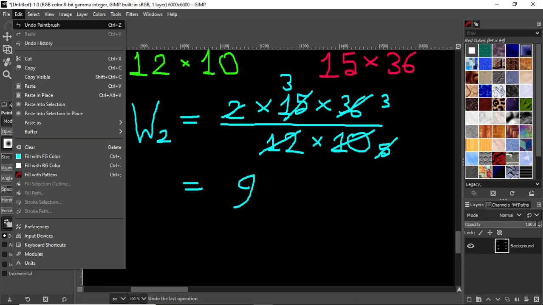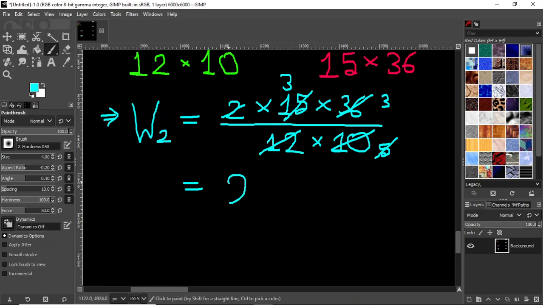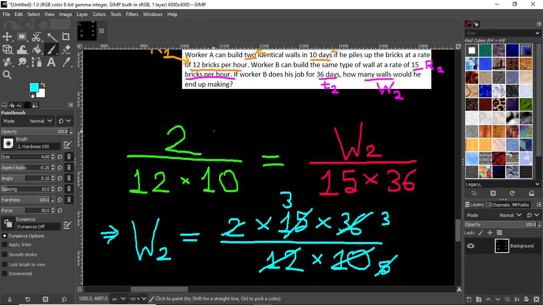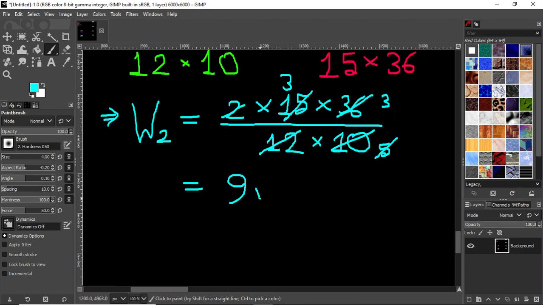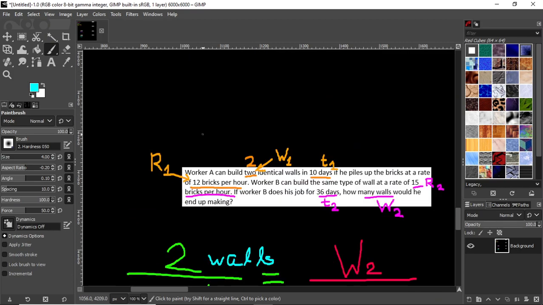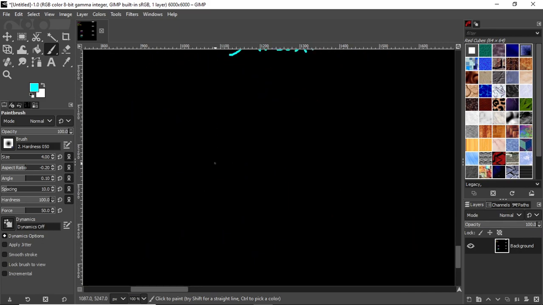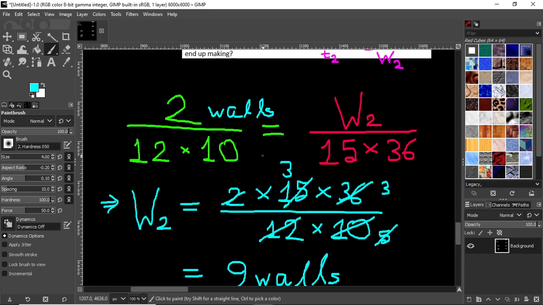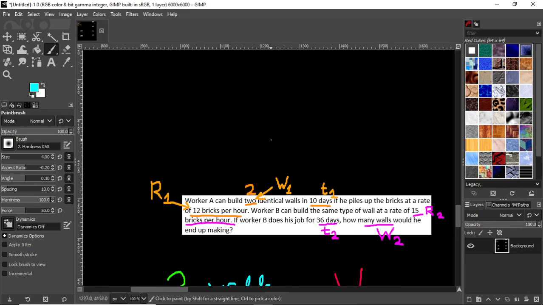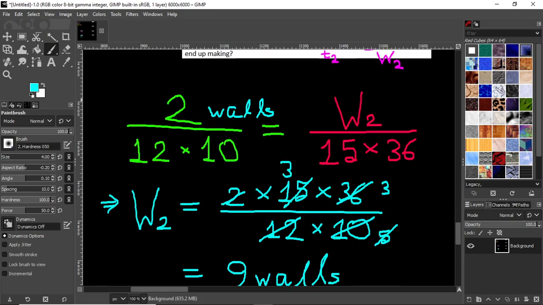The unit for our work has to be the same on both sides. This was 2 walls, so W2 is actually 9 walls. So worker B ends up making 9 walls in total. As you can see, this was pretty easy using our formula, and would have taken quite a bit more time if we just used some rearrangement of the work rate formula.